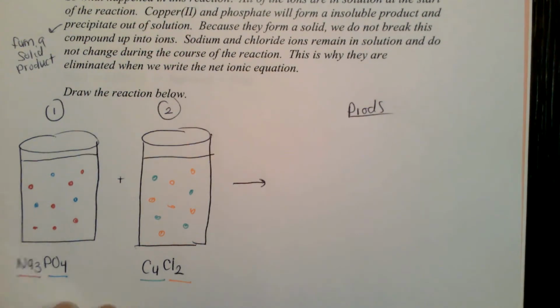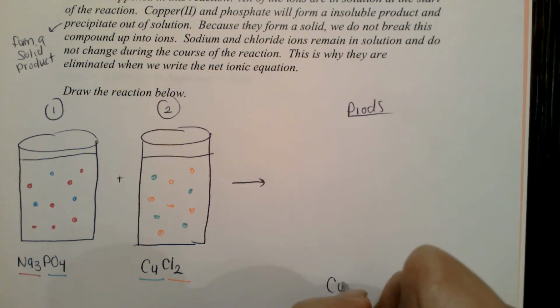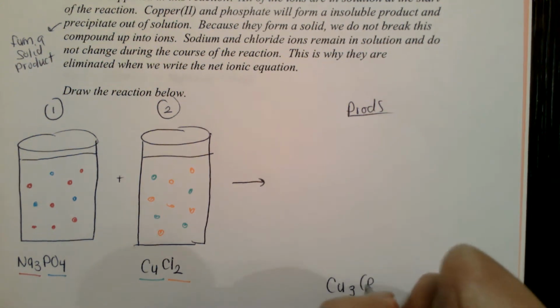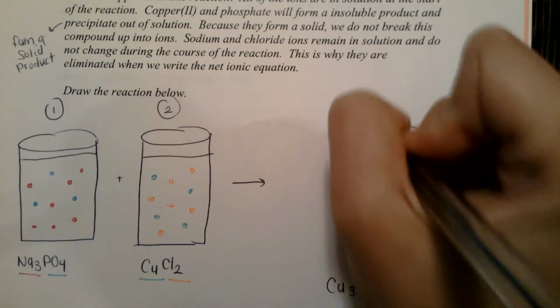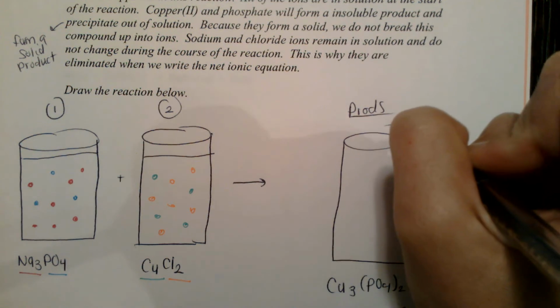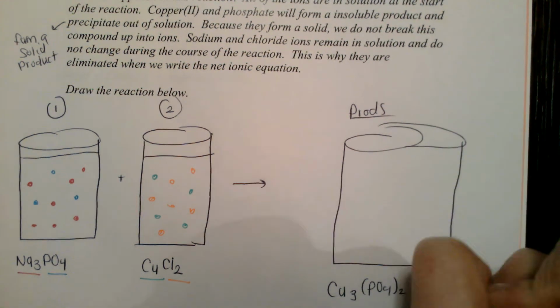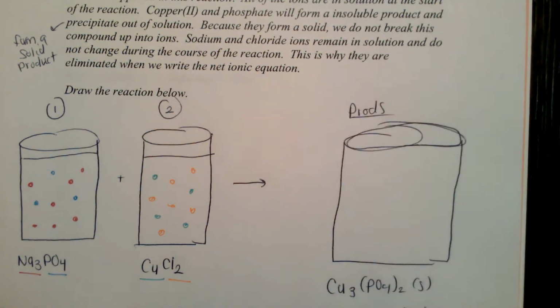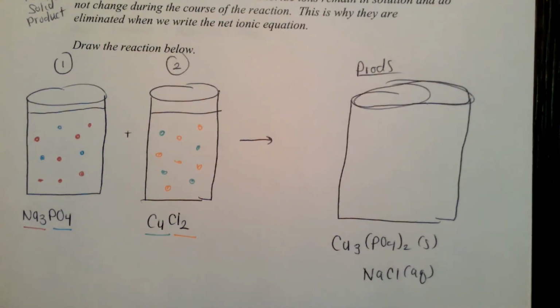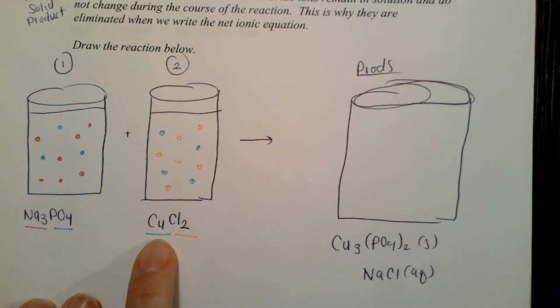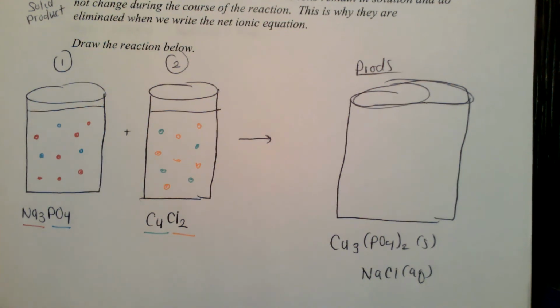So our products we know from our reaction are Cu3PO4 solid and NaCl aqueous. Okay, so we'll draw this one bigger so we can really draw our ions out here. Okay, so when we mix these together, we're going to form a solid. So we're going to have our copper, which I made green, and we're going to have our phosphate, which I made blue. They're going to form a solid precipitate.